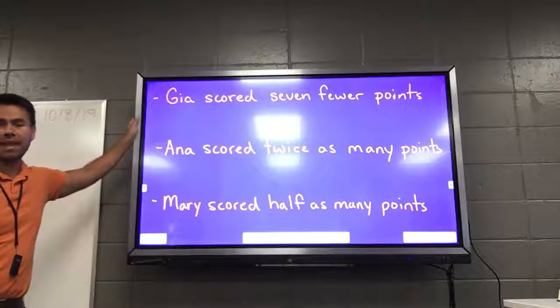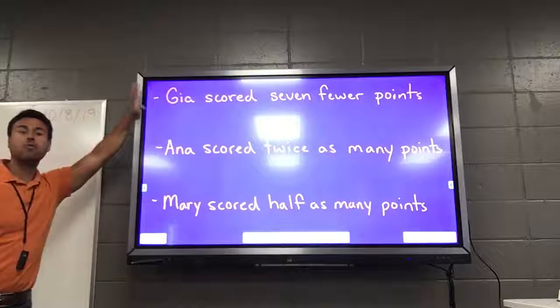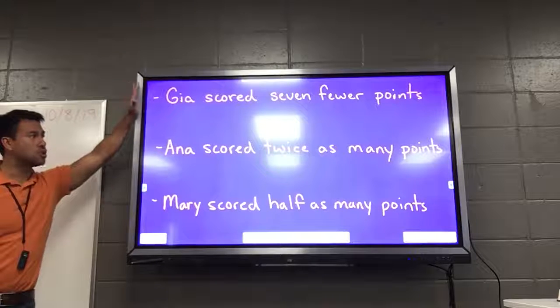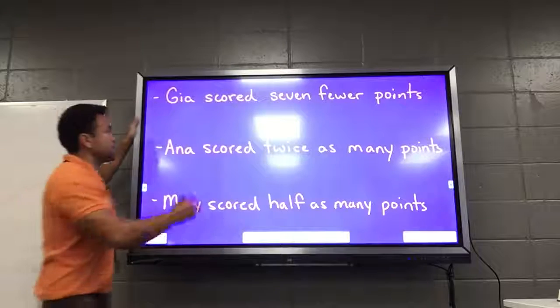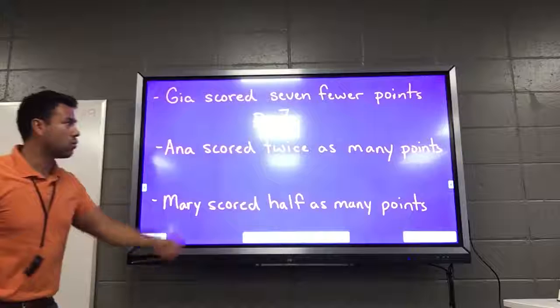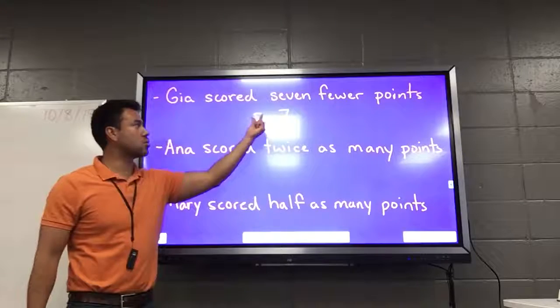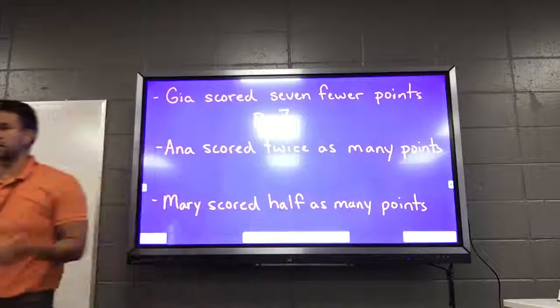So I'll go with Alex. How did you write an expression? Gia scored 7 fewer points than Rose. P minus 7. So Rose scored this many points. Gia scored 7 fewer, so you take away 7 from whatever points Rose scored.